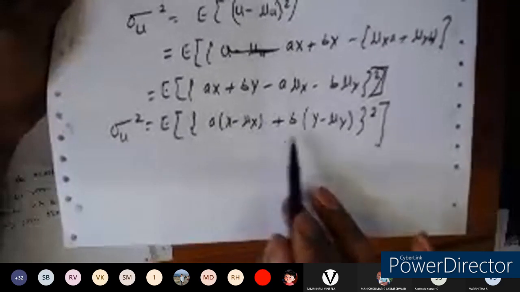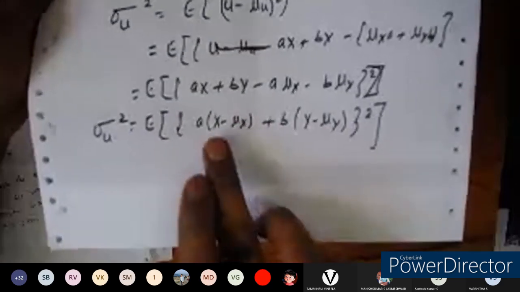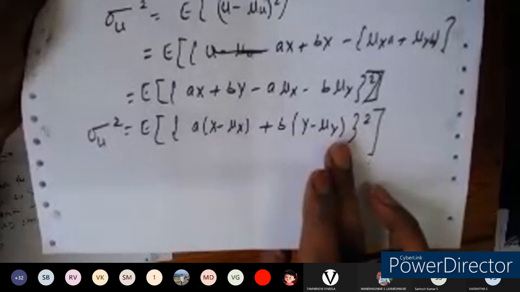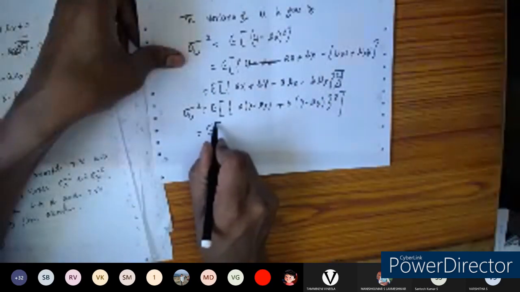That is nothing but sigma u square, the entire thing squared. So sigma u square is equal to the expected value of a into x minus mu x plus b into y minus mu y, the whole square. Now let us apply the formula for a plus b the whole square: a square plus b square plus 2ab. Let us expand that.